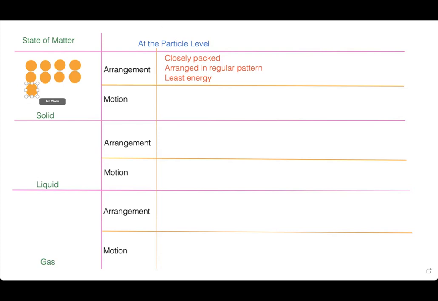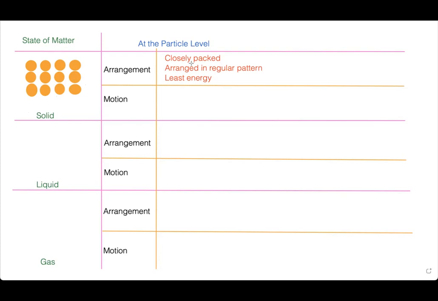Can you see this? This is something like a solid. At the particle level, it looks like that. Each particle is represented by this orange circle. Clear so far? Each orange circle can be either an atom or a molecule. Therefore they are closely packed, arranged in a regular pattern, and they have the least energy. Solid has the least energy.